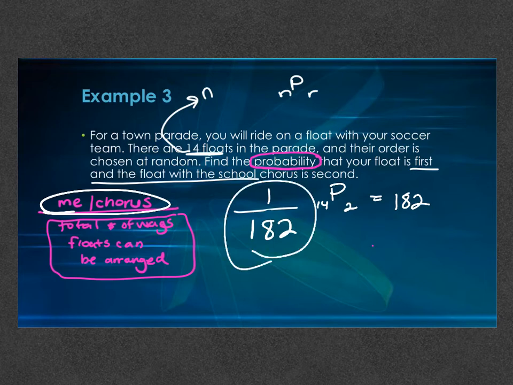If it had said something like, what's the probability of you or the school chorus being first and second, now it's 2 out of 182, because I could go first and the school chorus could go second, or the school chorus could go first and I could go second. That would make it 2 ways out of the 182. But the way this is worded, where it's your float first and the float with the school chorus second, there's only one way for that to happen.